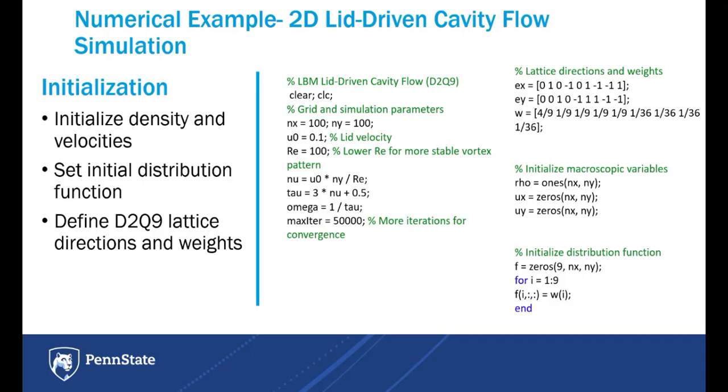We used a 100 by 100 grid and simulated 50,000 steps. The top wall was given a constant velocity, while bounce-back conditions maintained no-slip at the other walls. Streamlines were used to visualize the flow.